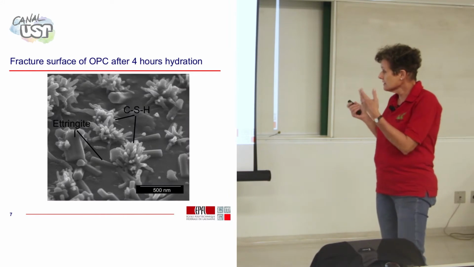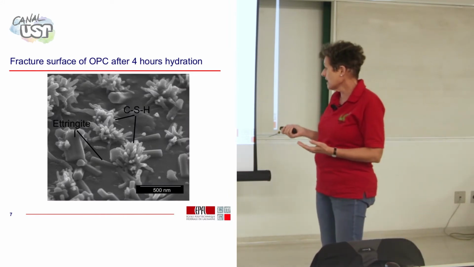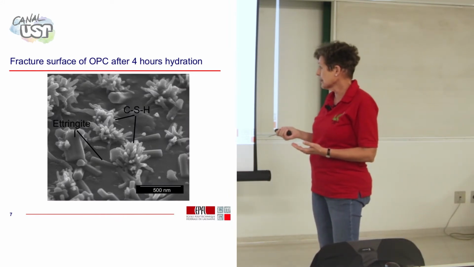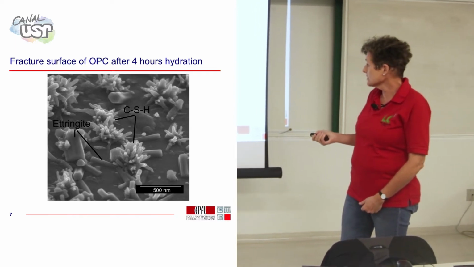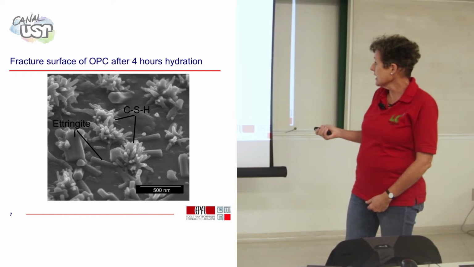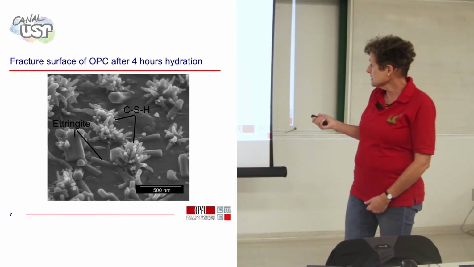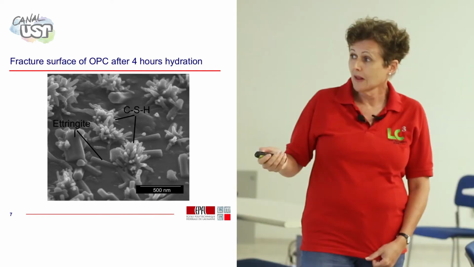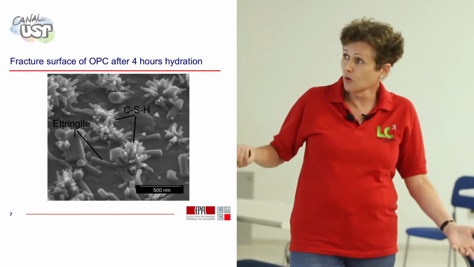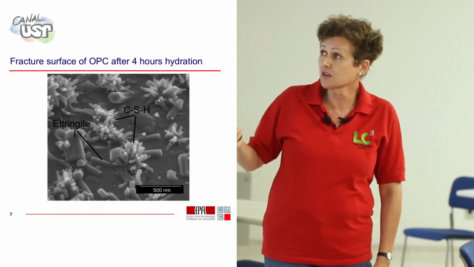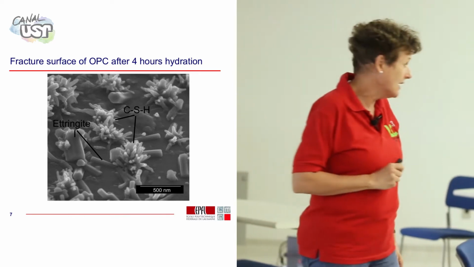I mean, this is a nice image. This is in a high-resolution microscope. You see we're down to 500 nanometers here. We can see this is the surface of a cement grain at very early ages. And we see we've got these nice little rods of ettringite, and we've got these lumps of CSH. And, you know, we can see a lot of important things. For example, this ettringite here, we can see how small these rods are.